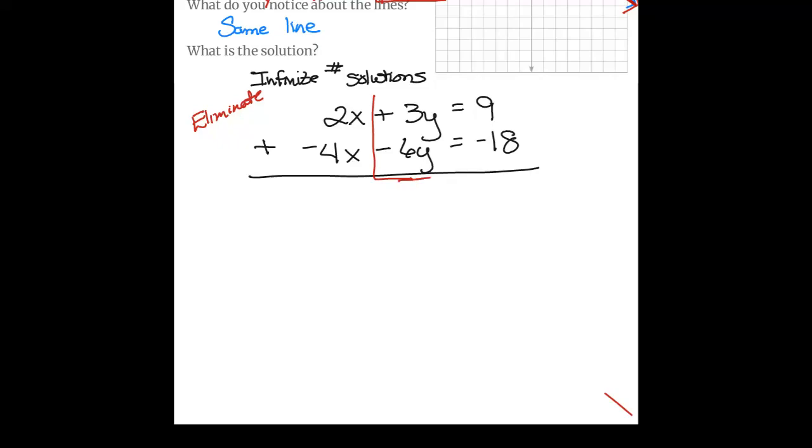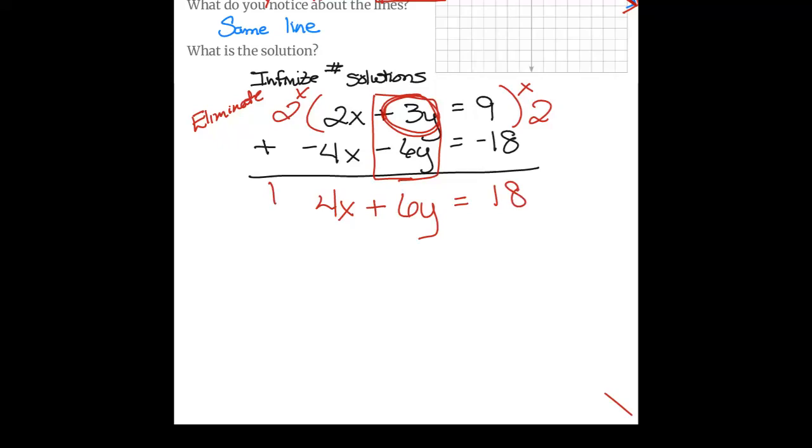Yeah. So we are going to try to get rid of the y. Since this is a negative 6y, I want it to be a positive 6y to eliminate. So what do I need to multiply this by to get 6? By 2. So everything gets multiplied by 2. And I'm going to rewrite it below. So 2 times 2x is 4x. We already know 2 times 3y is 6y. And 2 times 9, positive 18.